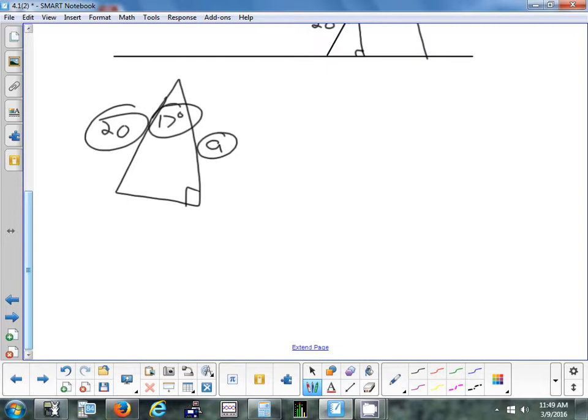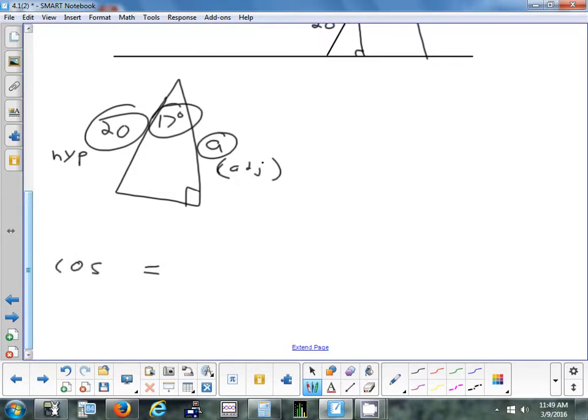So which trig function would I need here? Sine, cosine, or tangent? Cosine. Okay, this is adjacent, because it's right next to my angle, and that's the hypotenuse. This bottom side is opposite. We're not using opposite at all. All right, so we're going to use cosine.